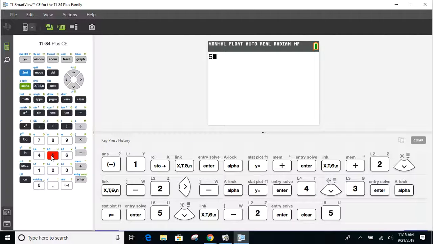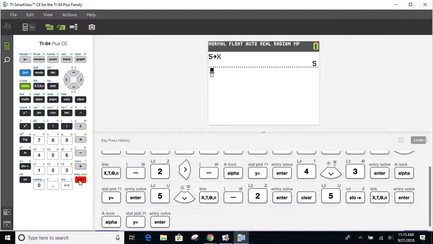Take 5 now, store it in for x. Type in the left side as it is now. Fraction template. Do it with me. 5 over x plus 3. You guys can go fast. You're typing like you're texting. Perfect.